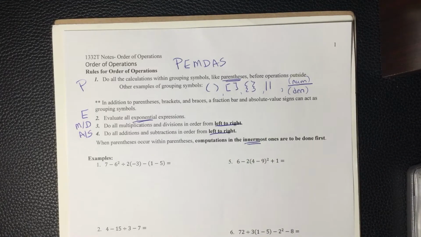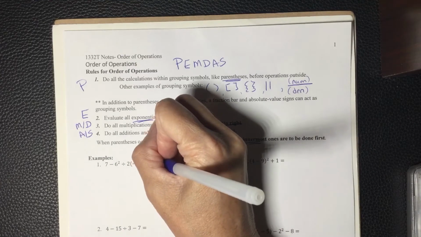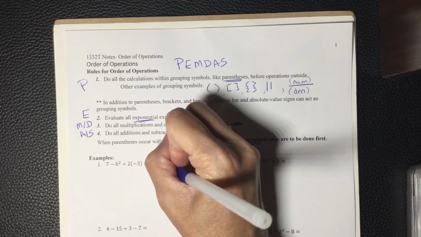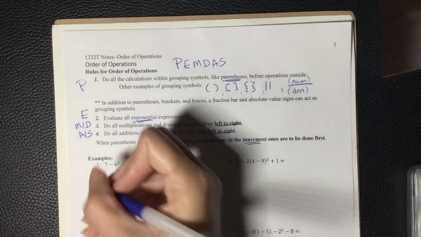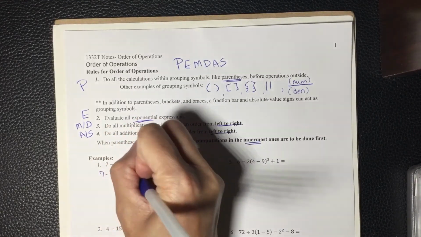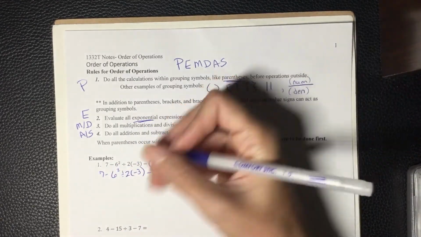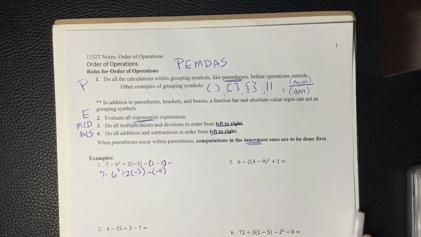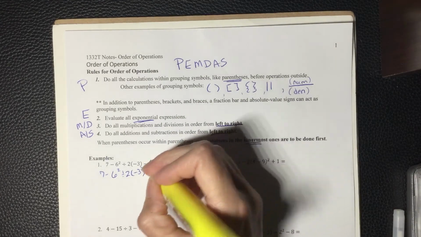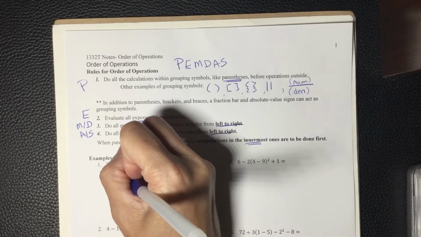All right, so if we look at our first example, I'm looking for grouping symbols. So notice that I've got grouping symbols right here. So this is what I'm going to do first. I'm going to recopy everything else that's in here. I'm not changing anything. All I'm going to do is do the 1 minus 5, and that's going to be negative 4. All right, so this was our first step. Now our grouping symbols contain only single numbers, so we're done with those. We can move on to exponents.